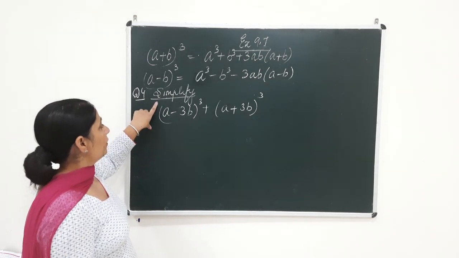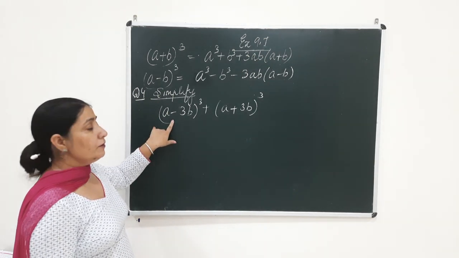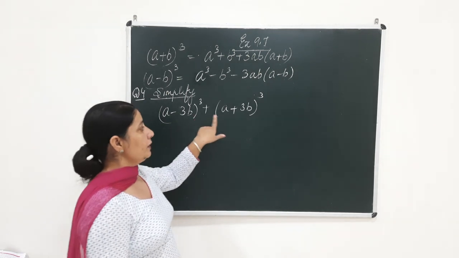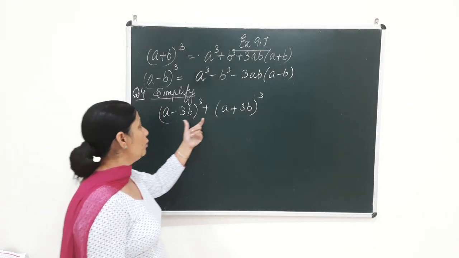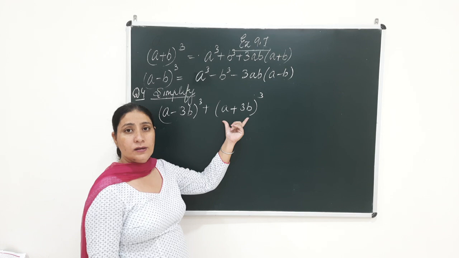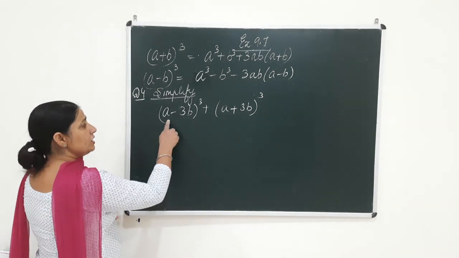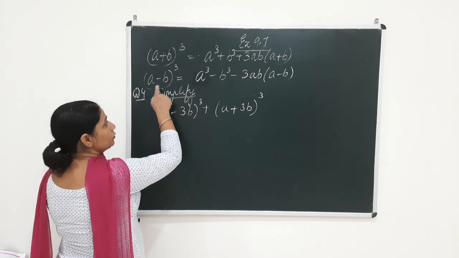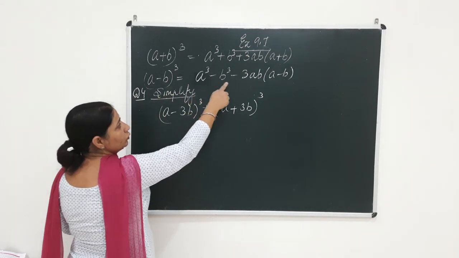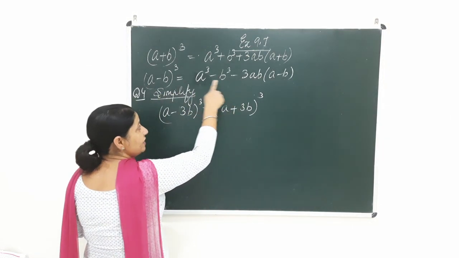Yes, beta, simplify. Now beta, we have to simplify a minus 3b the whole cube and a plus 3b the whole cube. So we are getting both the formulas in a single term. In this expression we have to use both the formulas. First we will use the formula of a minus b the whole cube. You use this identity and solve it.